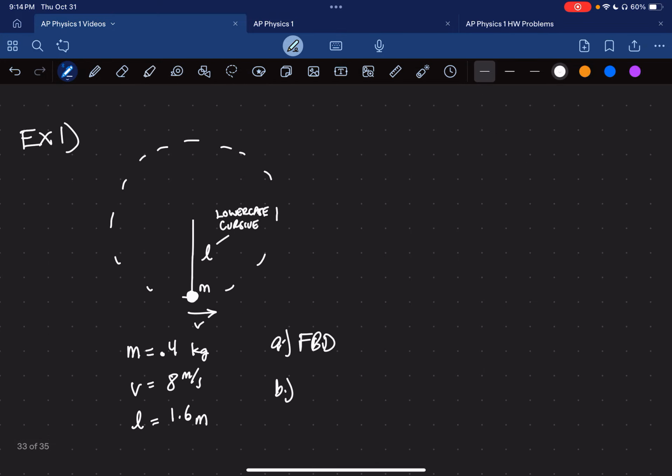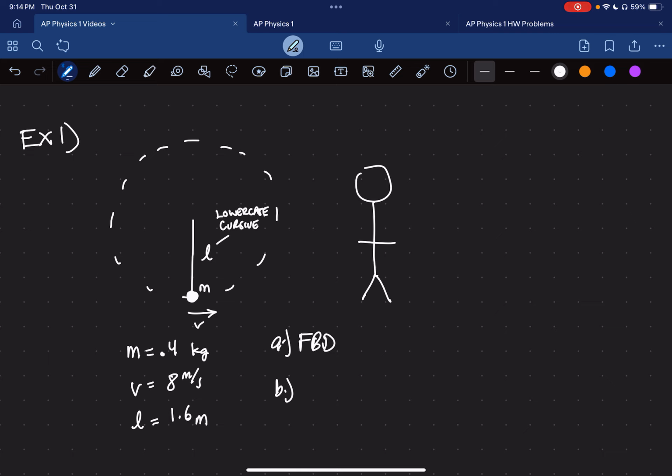Let's go to an example. Let's imagine that we are twirling a ball on a string, a ball at the end of the string. We're twirling it around vertically like this. And so it goes here and it goes around like that. And so it has a circular motion.